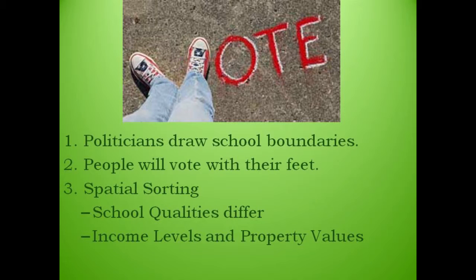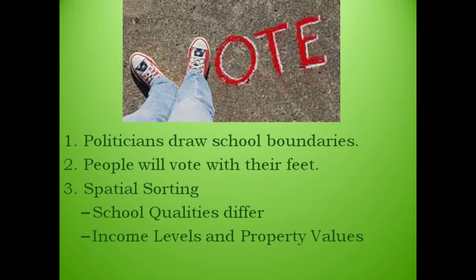What's happening is something that economists refer to as voting with your feet. What does that mean? Well, politicians draw a line on the ground called a school boundary, and then people choose their schools by choosing which side of the line to live on, and that's called voting with your feet. That has some really important effects beyond education.